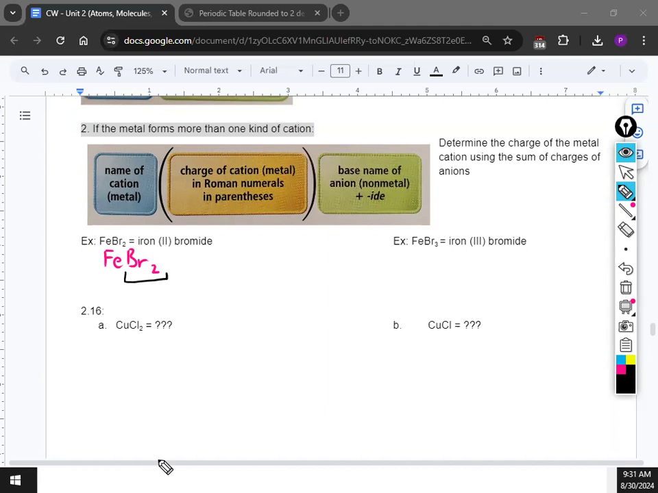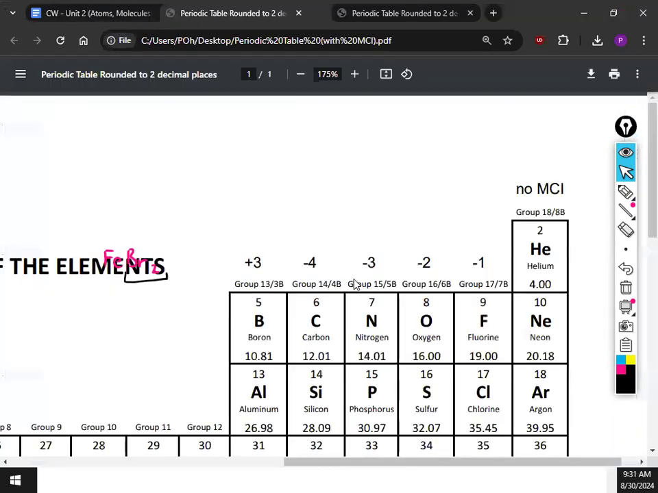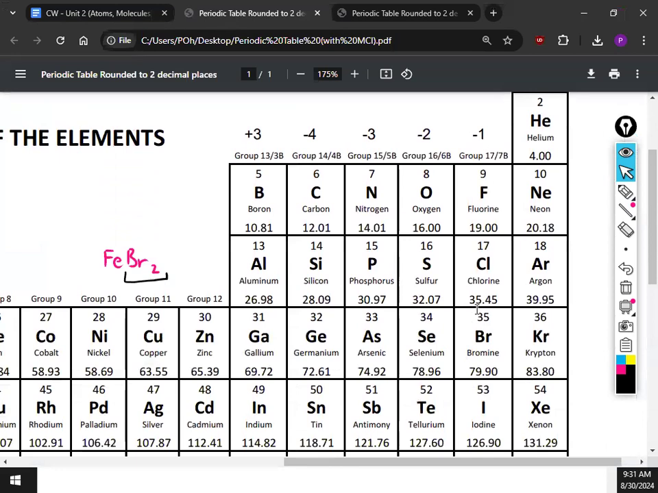So I want you guys to go on your periodic table and look for bromine, Br, and just on your paper, write down what is the MCI for bromine. Okay, hopefully you guys are able to find bromine, and bromine is in the -1 column, right? So bromine is going to have a charge of -1, okay?